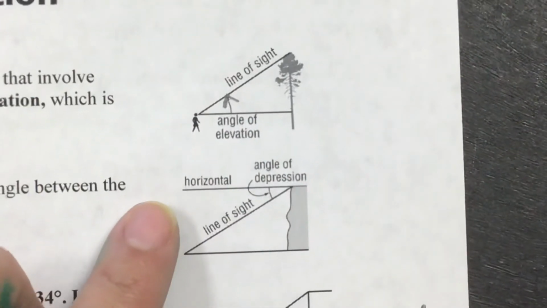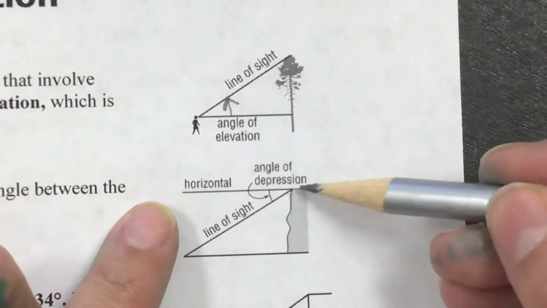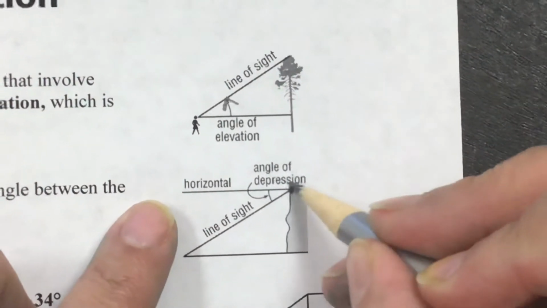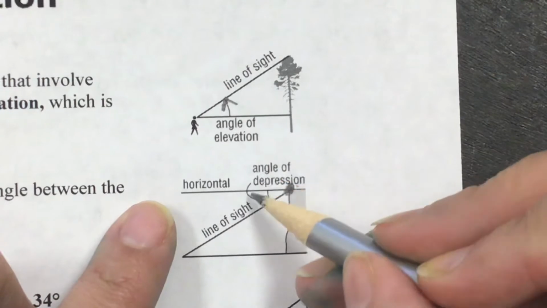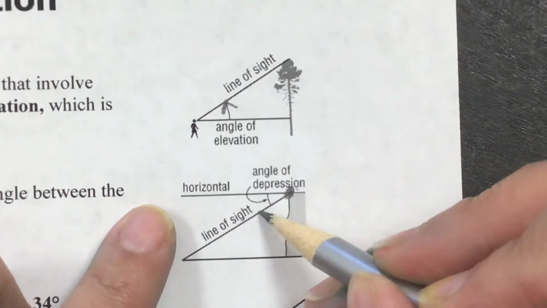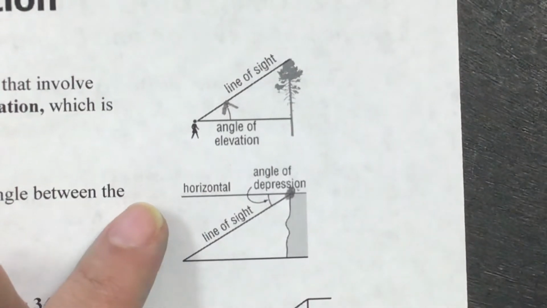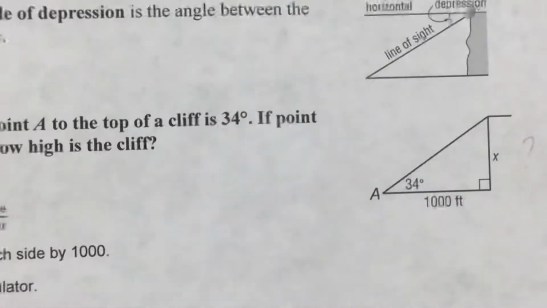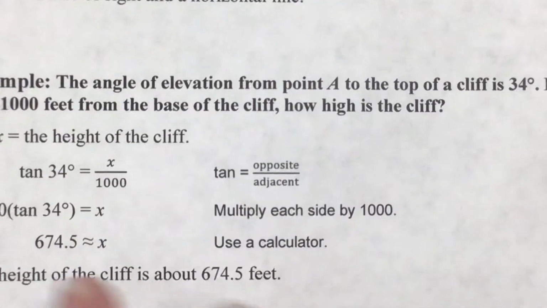For angle of depression, what happens is that at some point of reference, let me make a point right here, you're starting to look down. So this is from a line of sight and it's going down, making it the angle of depression. We already know how to solve trig functions.